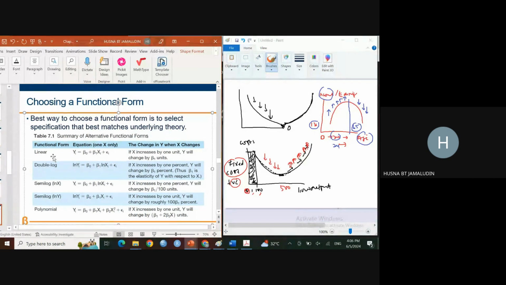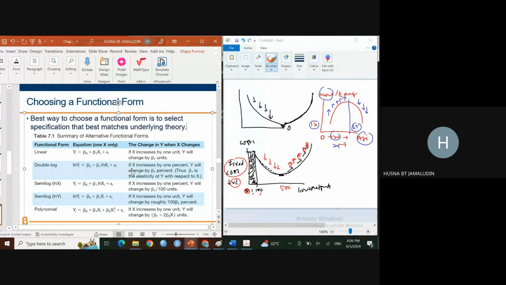For the linear functional form, if x increases by 1 unit, what happens to y? Y will change by beta 1. This is known to everyone. I think you have mastered this. You have seen this in two quizzes, I believe.